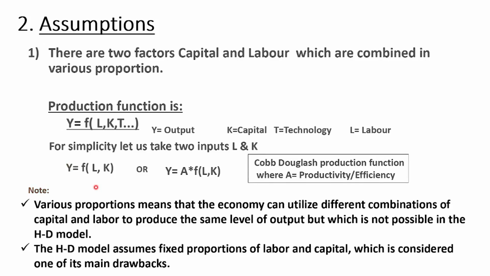Here one thing you need to note is various proportion means that the economy can utilize different combinations of capital and labor to produce the same level of output, which is not possible in the SD model. So the SD model assumes that there is a fixed proportion of labor and capital, which is considered one of its main drawbacks. Now let's go to the second assumption.